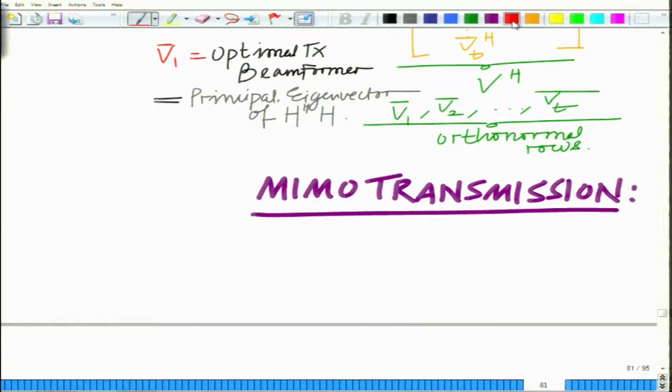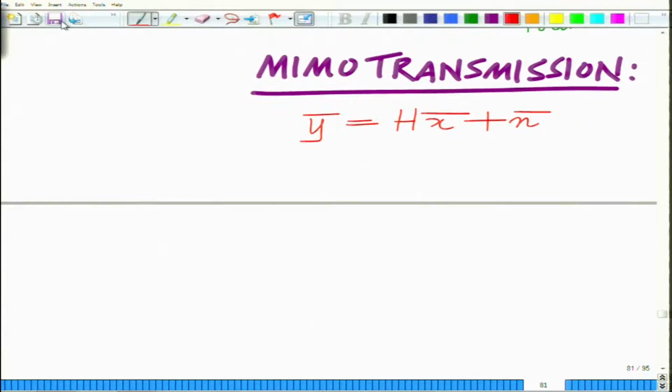What is the MIMO transmission scheme? Now, remember, you have y bar, the received signal vector, equals H x bar plus n bar, and we have the singular value decomposition. So, I can write H as U Sigma V Hermitian x bar plus n bar.